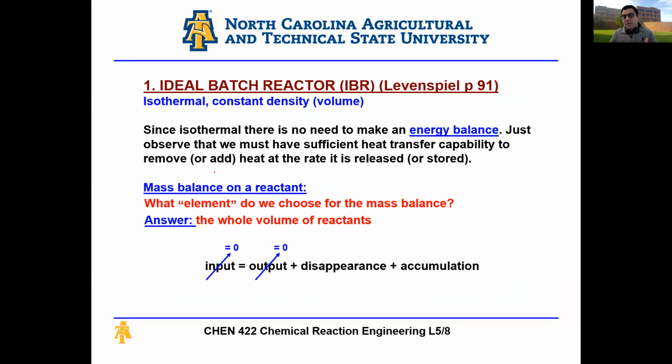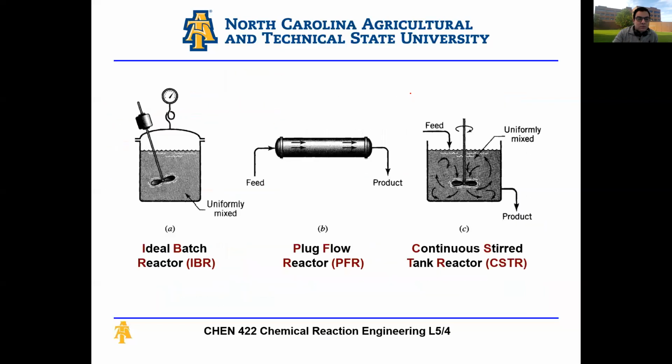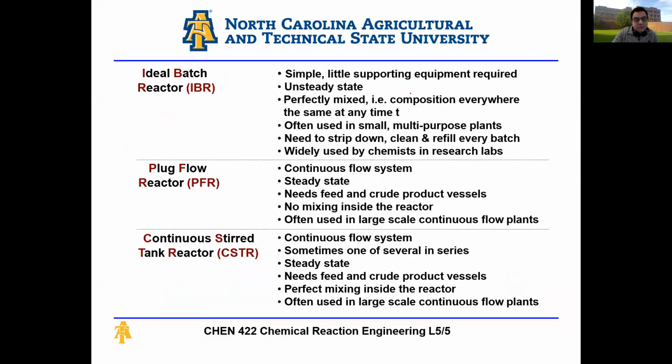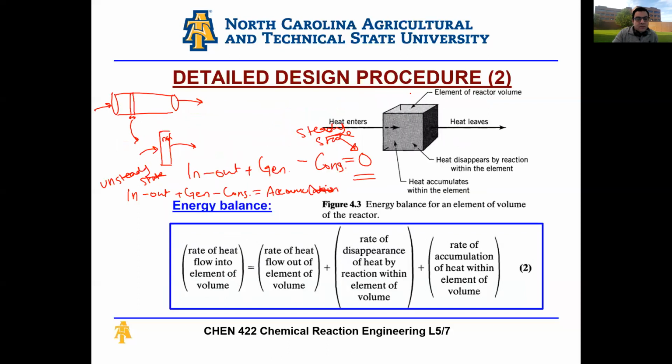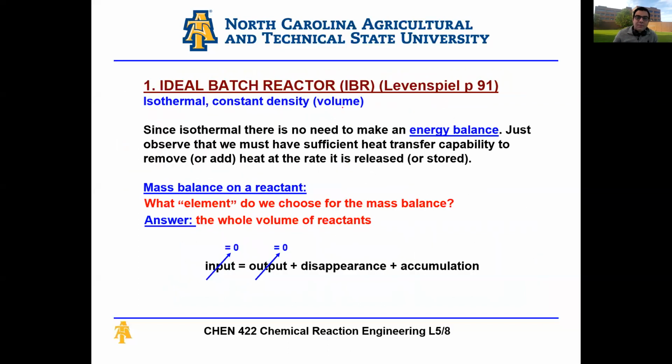Okay, so taking these design equations into consideration, we're going to use these design principles to derive the performance equation for the 3 types of reactors we talked about earlier. So let's start with the ideal batch reactor, which, if you recall, is this guy to the left, okay? Taking this ideal batch reactor, we're going to make 2 main assumptions right here. First assumption is that it is isothermal. And the second assumption is that it has a constant density.